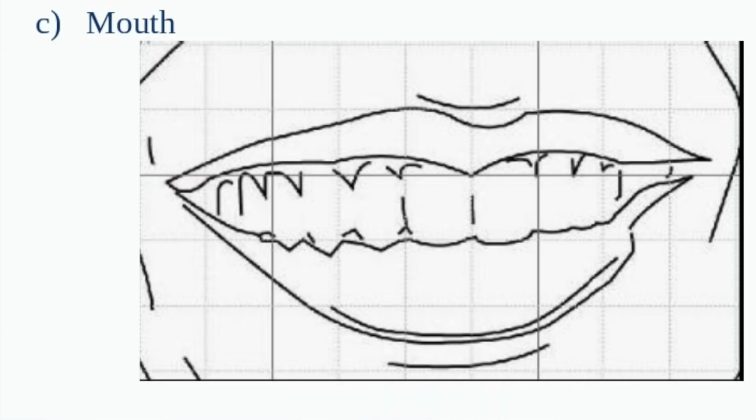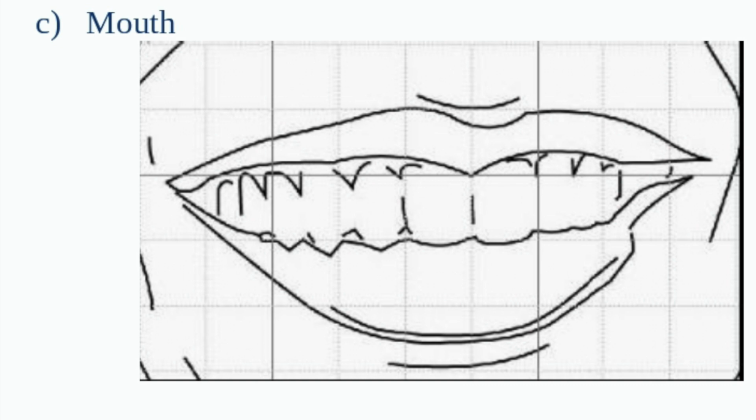C. Mouth. Before we render the mouth, I have to remind you: when making an outline, draw it lightly, with less pressure, so as not to darken the outline. Also take note that the upper lip is darker than the lower lip, because of the highlights present on the lower lip. Copy the outline on your paper, erase the grid, and let's begin.